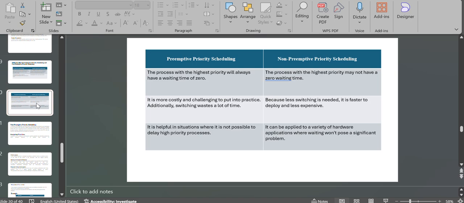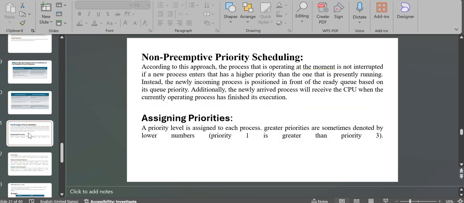It is helpful in situations where it's not possible to delay high priority processes. In non-preemptive scheduling, it can be applied to a variety of hardware applications where waiting won't pose significant problems. In non-preemptive priority scheduling, according to this approach, the process that is operating at the moment is not interrupted if a new process enters that has a higher priority than the one that is presently running.